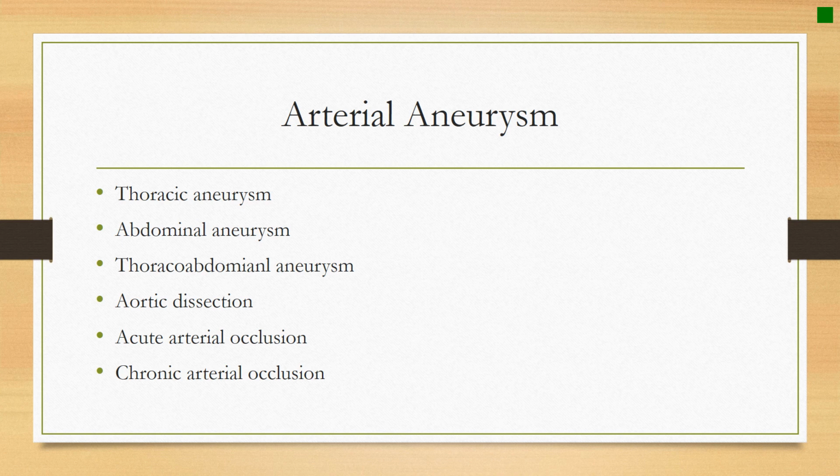Atherosclerosis is the most common cause. Smoking and hypertension are contributing factors. Risk increases with age and occurs more in men than women. Bear in mind that an arterial aneurysm may be asymptomatic until it starts leaking or pressing on other structures. Now let's look at the different types of aneurysms.